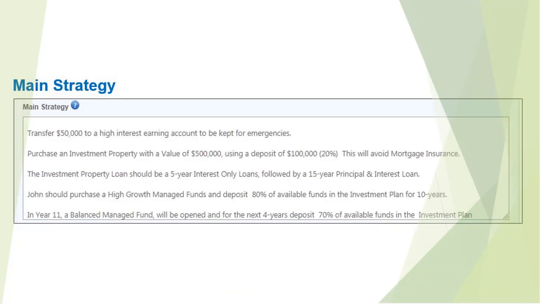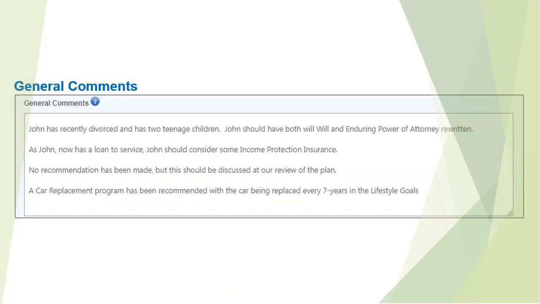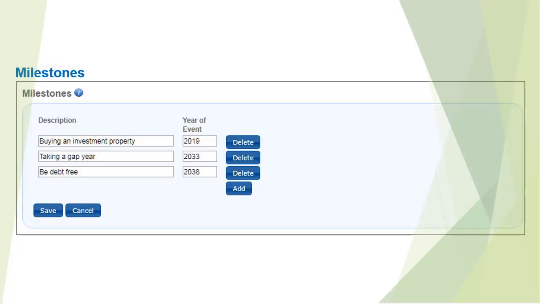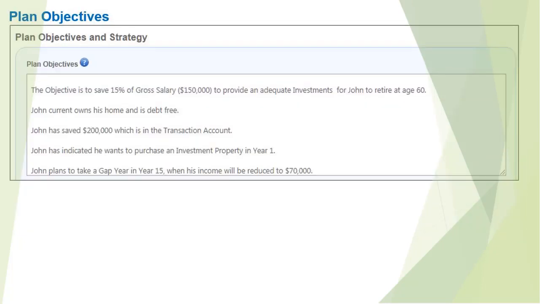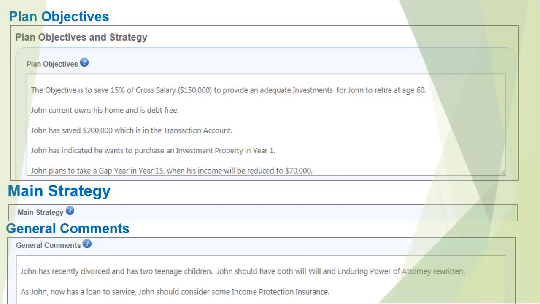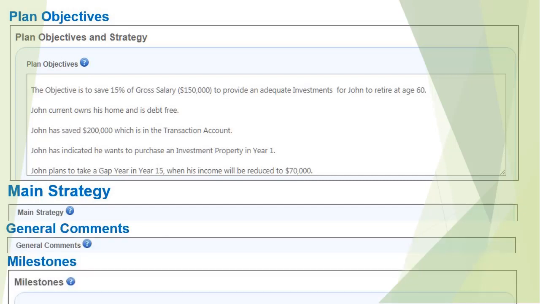If there is any additional information you want to refer to, this can be entered on the panel General Comments. At the bottom of the page, you can create a list of your milestones. When this information is completed, each panel of information can be included in any of the reports listed here. Note that if the panel is blank, then the report will skip the heading.